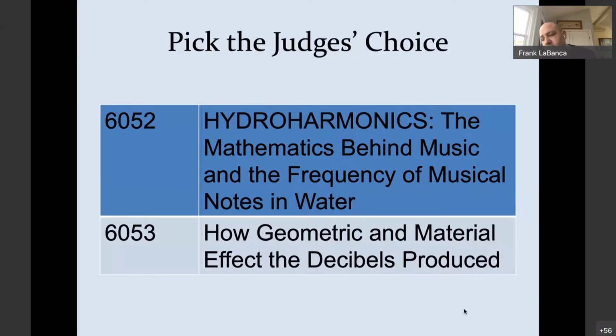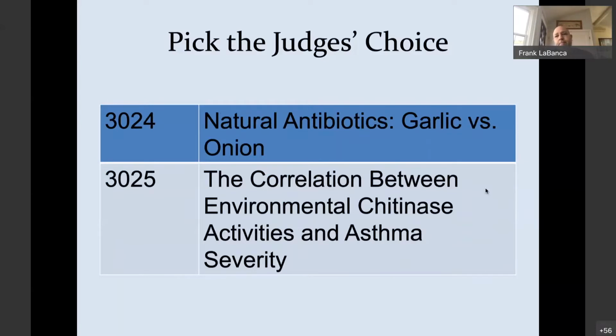If you notice, there's numbers on the left and right of some of the ones you are putting the numbers in. Those were projects that were sitting right next to each other in the fair. When I went through and created this, I said, let me just take 1, 2 right next to each other, because that tells an interesting story just where they are. Okay, that was a 2 and a 3. And the natural antibiotics, garlic versus onion, the correlation between environmental chitinase activities and asthma severity.